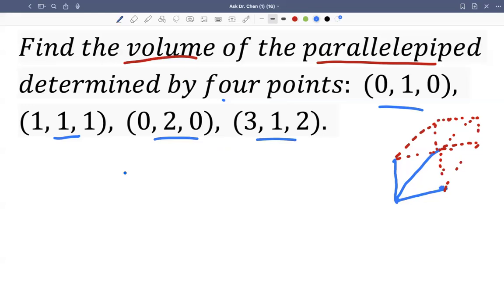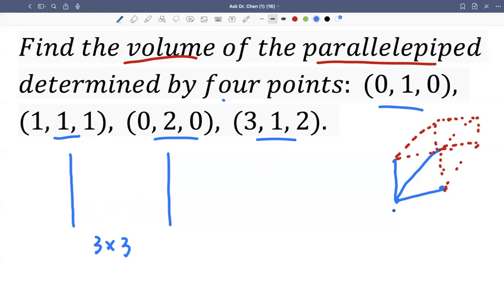So what we're going to do is find the 3x3 matrix and then find its determinant. So how do we find the 3 vectors? Basically, for the 3x3, we have 3 vectors, right? So let's name an initial vector.